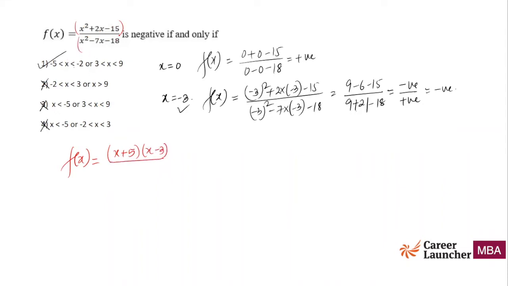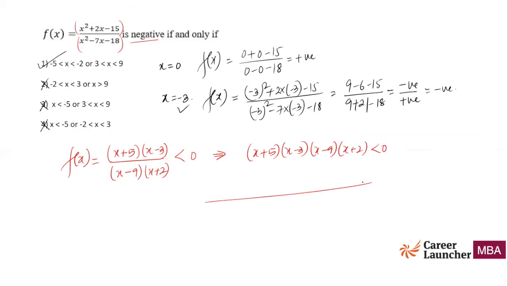And the denominator, sum is 7 and product is -18. So this can be written as x minus 9 into x plus 2. Now this should be negative, right? It's negative. Now a fraction is going to be negative when the product of numerator and denominator is also negative. So this will lead us to the product of numerator and denominator should also be negative.